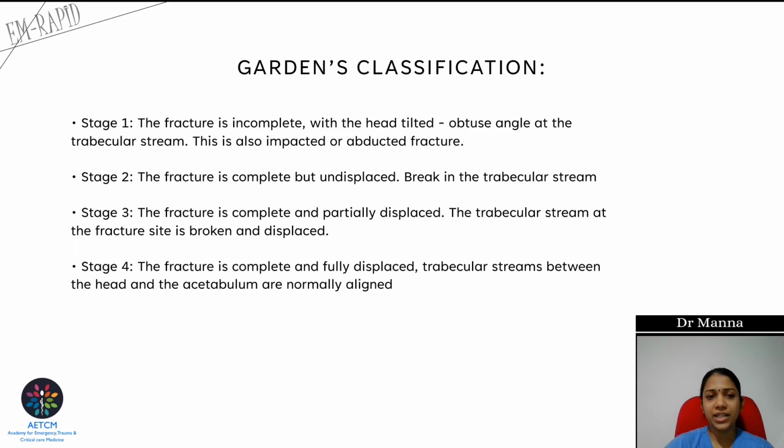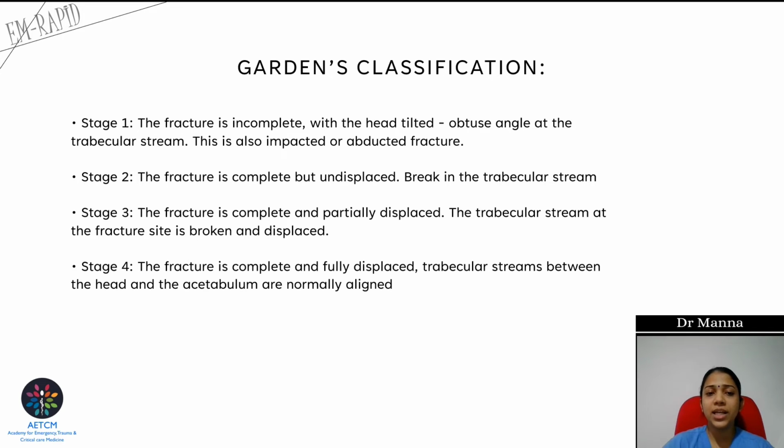Next is the Garden's classification. The Garden's classification is of 4 types or 4 stages. Stage 1 means there will not be a fracture as such. The fracture might be incomplete. The head might be a little bit tilted, and we can only see that there is some tilt in the trabecular stream, and it is called an impacted or abducted fracture.